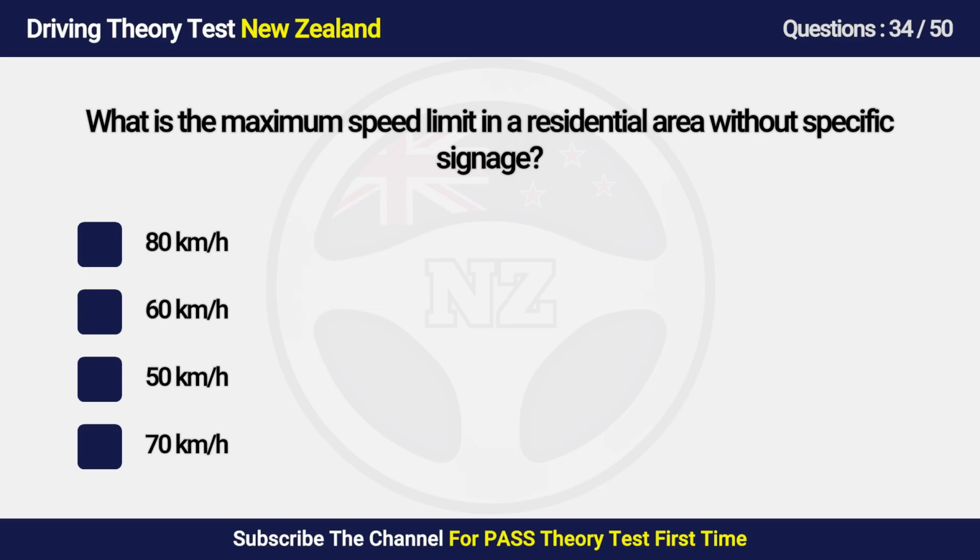A. 80 km per hour. B. 60 km per hour. C. 50 km per hour. D. 70 km per hour.